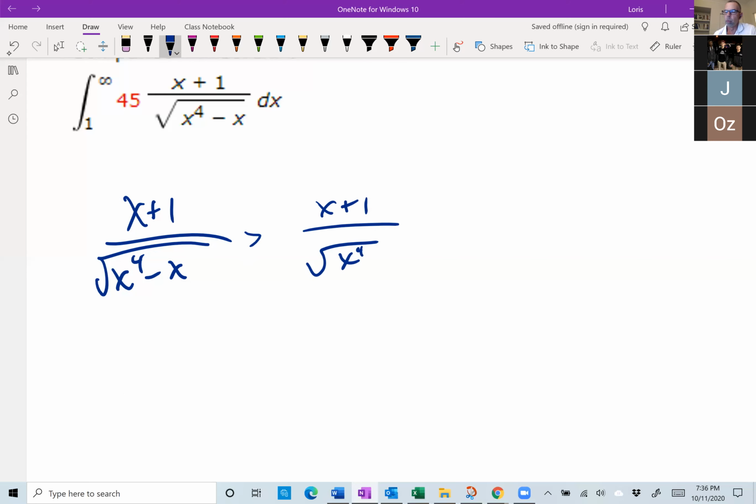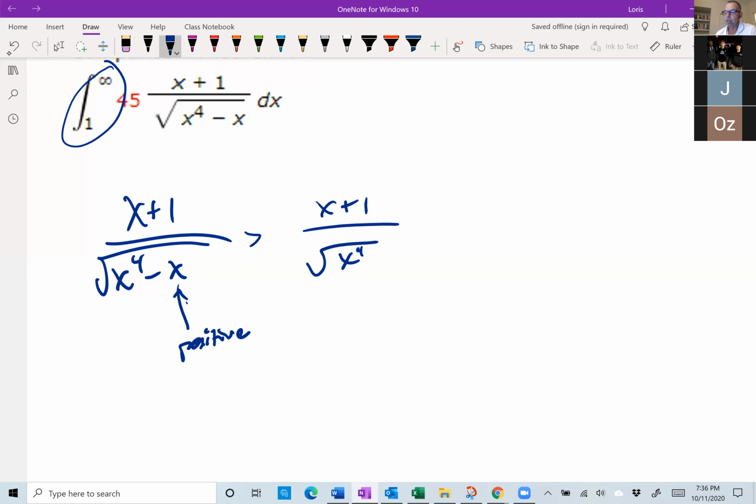Now, it's going from 1 to infinity, so this x is positive. If it were negative, then I couldn't say this. But since it's always positive, it's getting larger and larger. This one, x to the 4th, is going to stay larger than the x. Whatever we're doing, we're not making this negative. You don't really need to know that necessarily.